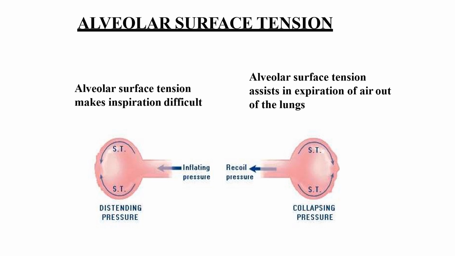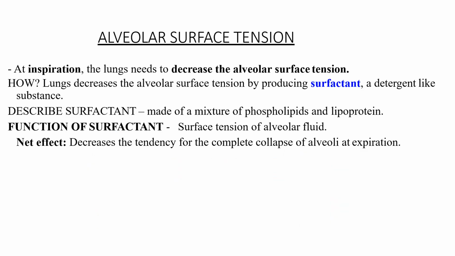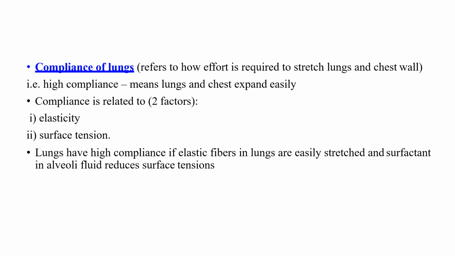So surface tension helps in reducing or collapsing the alveoli so that air goes out of the alveolus. At inspiration, lungs need to decrease the alveolar surface tension. The function of surfactant is to decrease the surface tension of the alveolar fluid. Net effect is to decrease the tendency for complete collapse of alveoli at expiration.